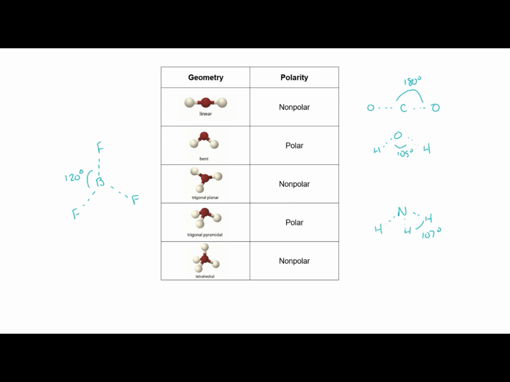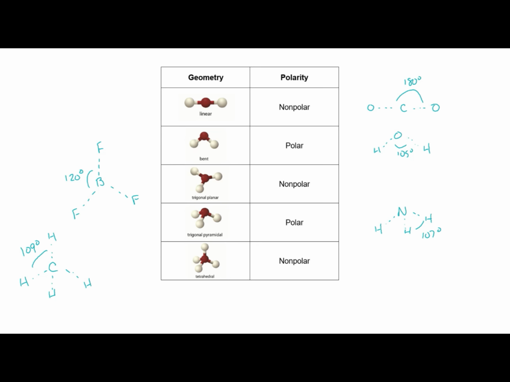Our last shape is tetrahedral. An example of a tetrahedral molecule is methane. Methane is carbon bonded to 4 hydrogens. The bond angle is about 109 degrees. This one is a little more difficult to see, but even though these carbon-hydrogen bonds are polar, they are situated in a way in 3D space such that they all add out. Therefore, tetrahedral molecules are nonpolar.